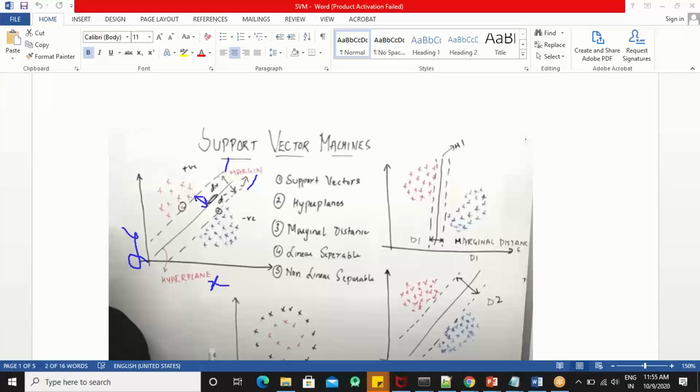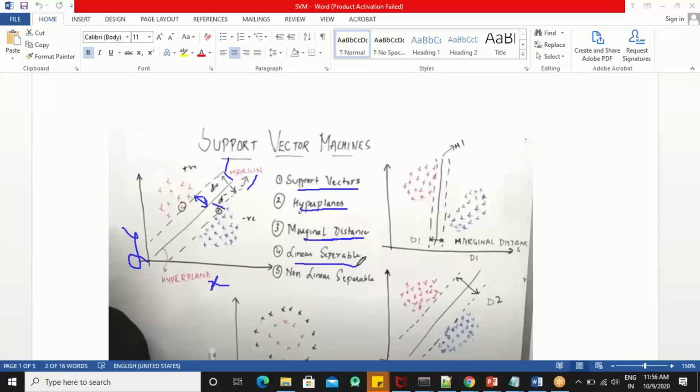We also call this a street or a gutter, so it's like a street width or a gutter width. So there are three hyperplanes: one main hyperplane and two marginal planes. We know the support vectors. Support vectors are the ones lying on the marginal planes, right? Positive margin and negative margin. Marginal distance is the distance between one margin and the hyperplane, and between the other margin and the hyperplane.